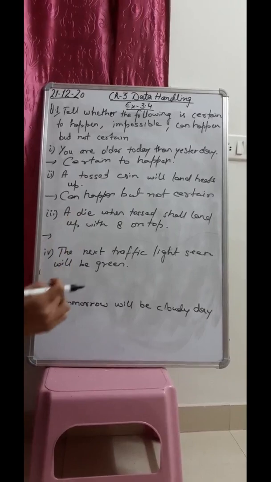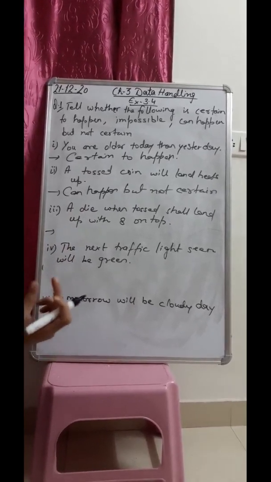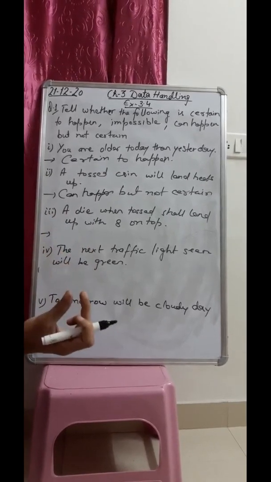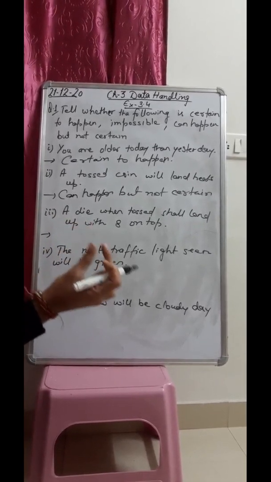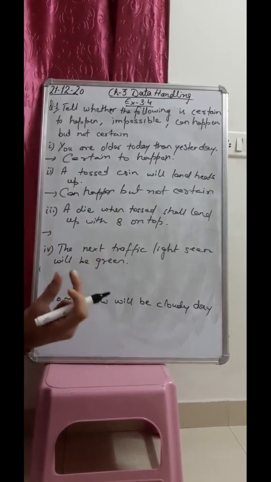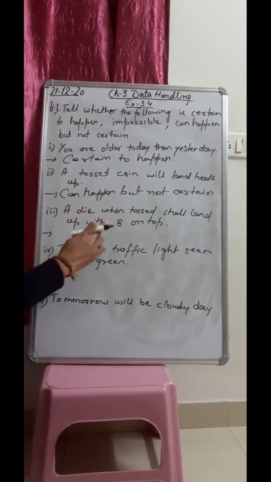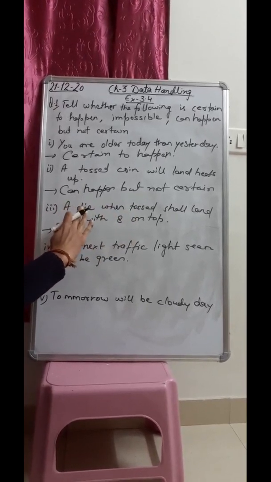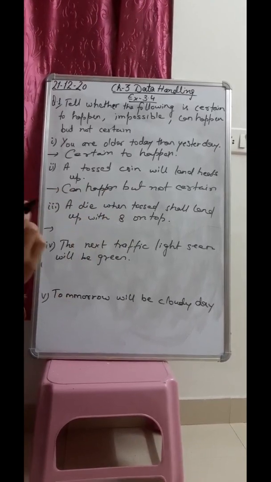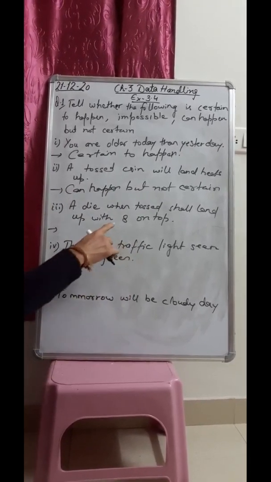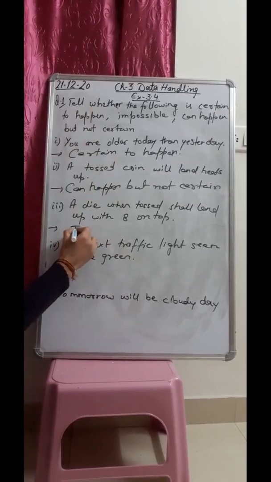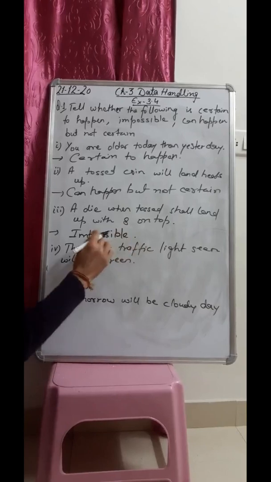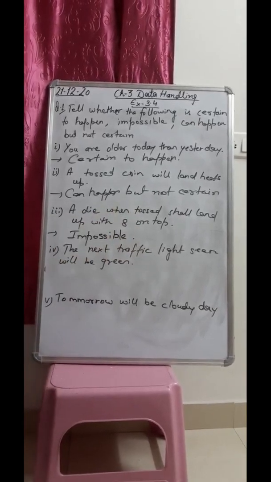So die means dice. You have all seen your Ludo. There is a dice, and on that dice we can see that the numbers go up to only 6. On a dice we can't have a number 8. Whenever we toss a dice, we can get only up to number 6. We can't get 8, so this event is impossible because we can't have an 8 on a dice.